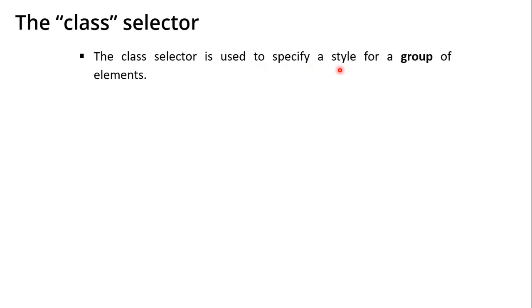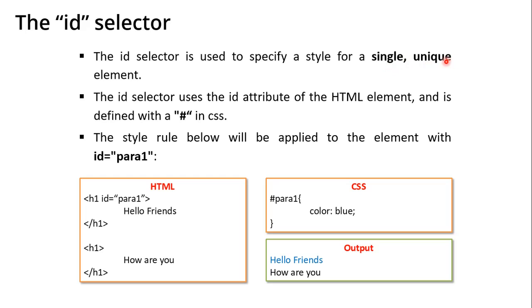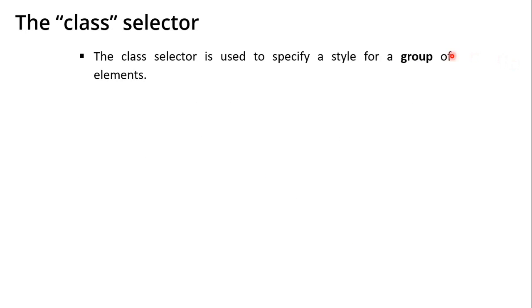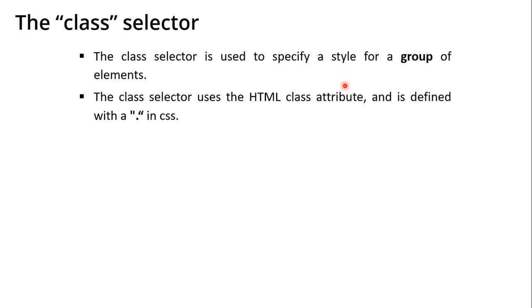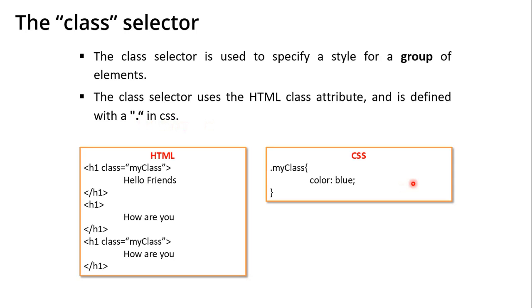The class selector is used to specify the style for a group of elements. Remember this: ID is used for a single and unique element and class is used for a group of elements. The class selector uses the HTML class attribute and it is defined with a dot in CSS. So see here we are representing my class. The name is myclass, so before that I use a dot. So dot myclass, in which curly brackets we have to use the property with its value. Now I am using the color property with value blue. So this is my class.